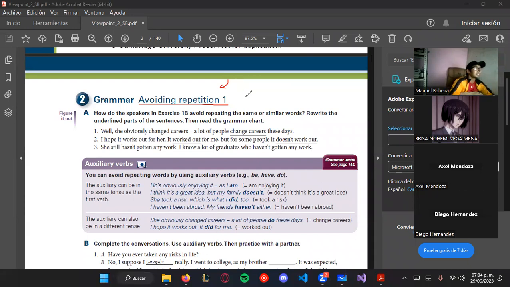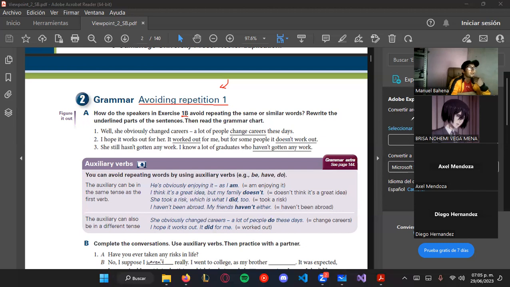So let's see, it says, how do speakers in exercise 1B, the memoirs that we saw in our last class, avoid repeating the same or similar words? Rewrite the underlined parts of the sentences. Then read the grammar chart. Okay? So for example, what does it say here? What is that instruction? What does that mean?